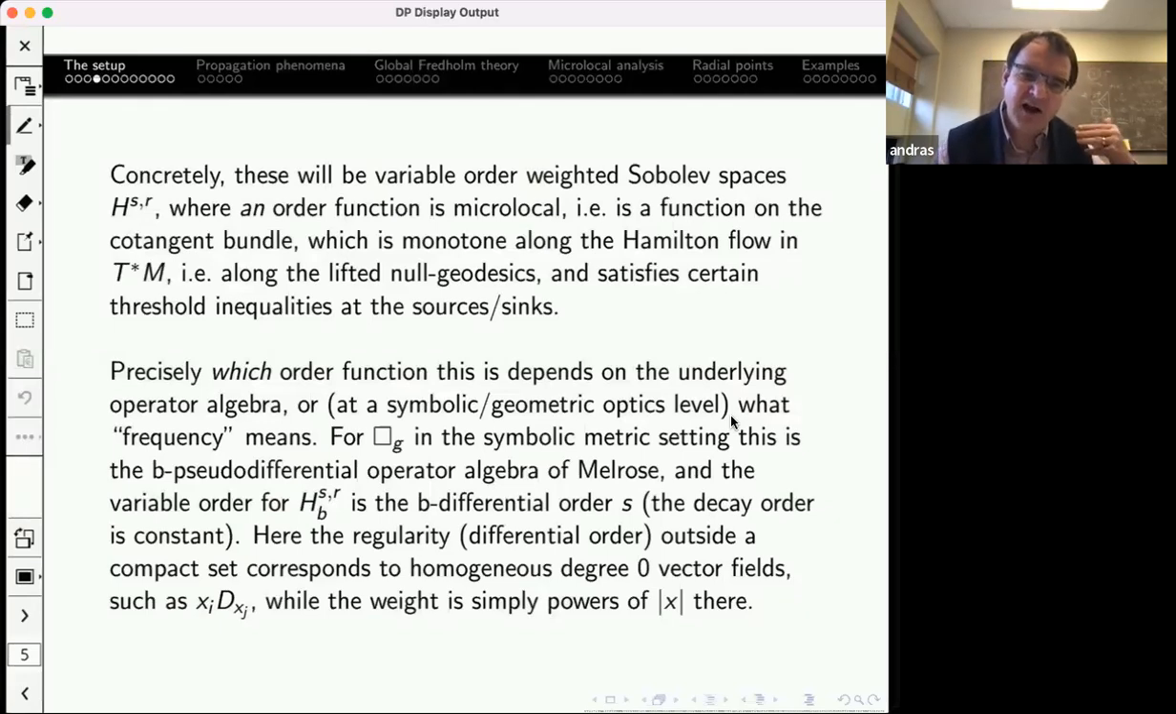I said Sobolev space, but the Sobolev space you use actually depends on the problem. In particular, there's a difference between the actual wave operator and its spectral family, box minus lambda. Most of what I will say is about box minus lambda. Box is the analog of the Laplacian, right? Laplacian is for flat spacetime.